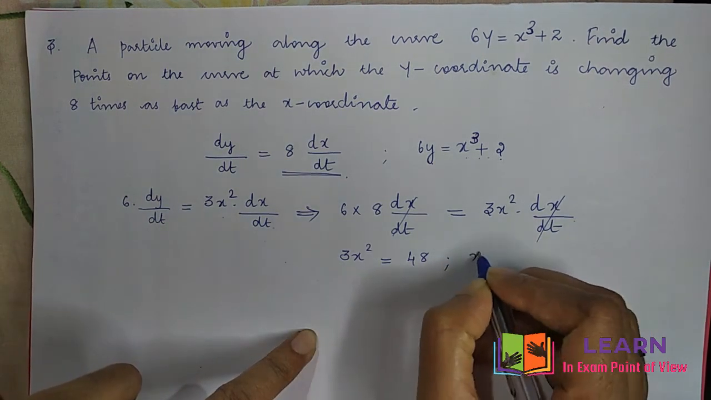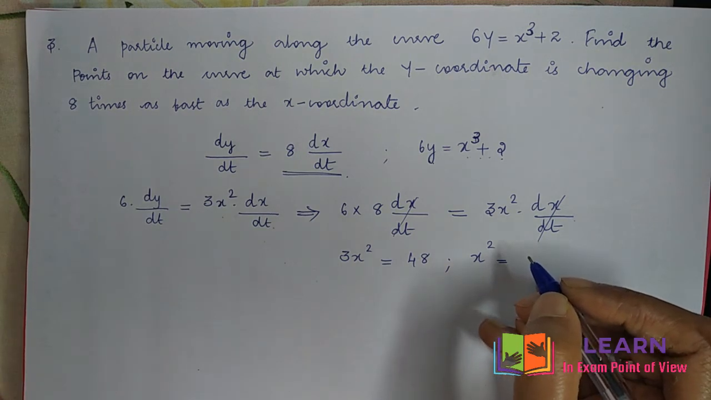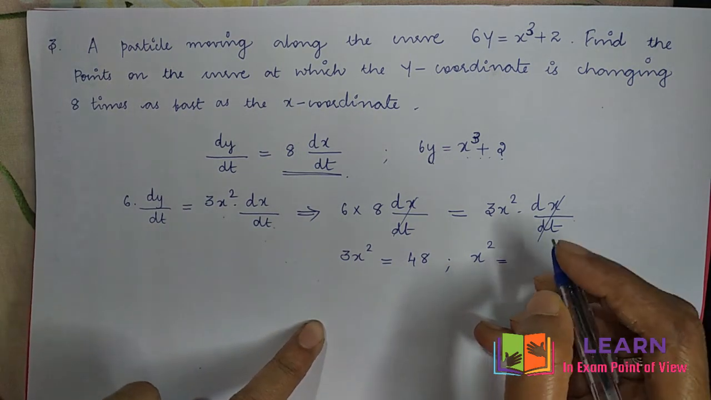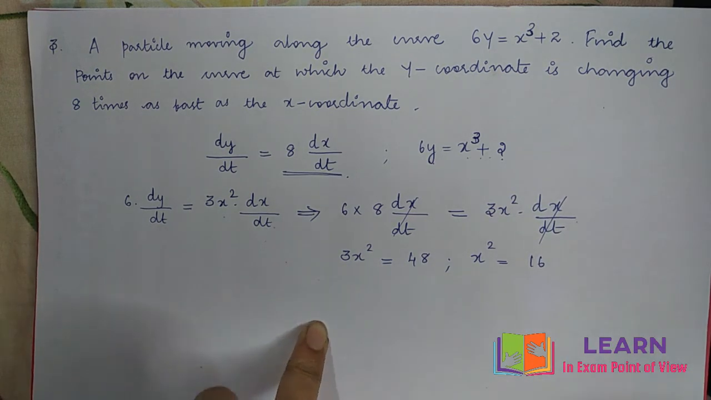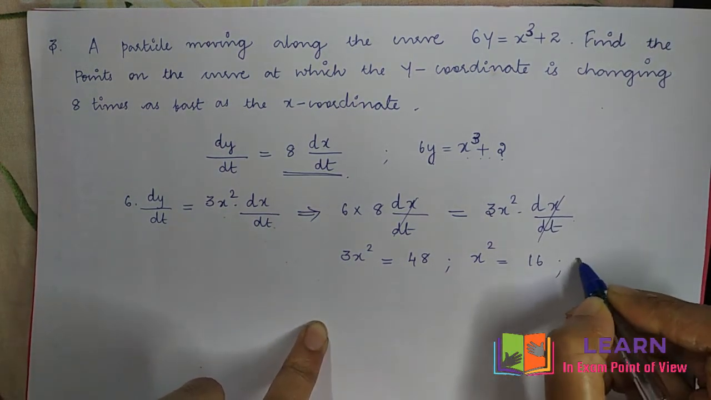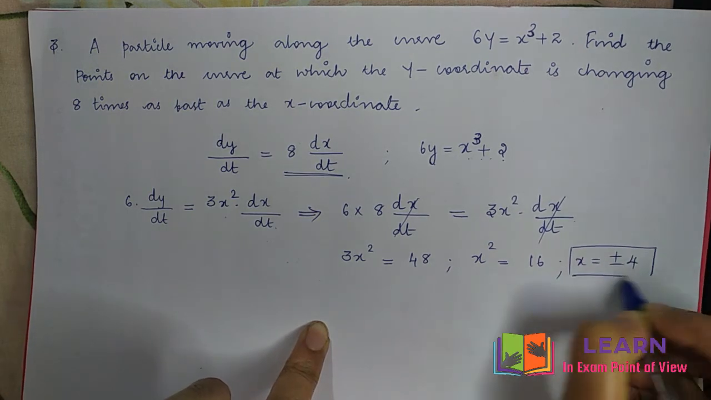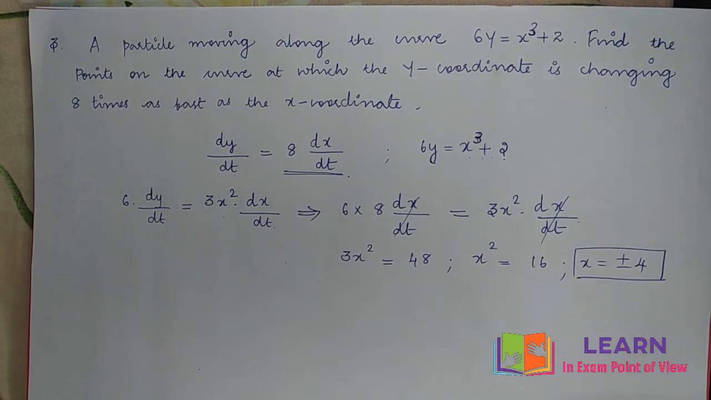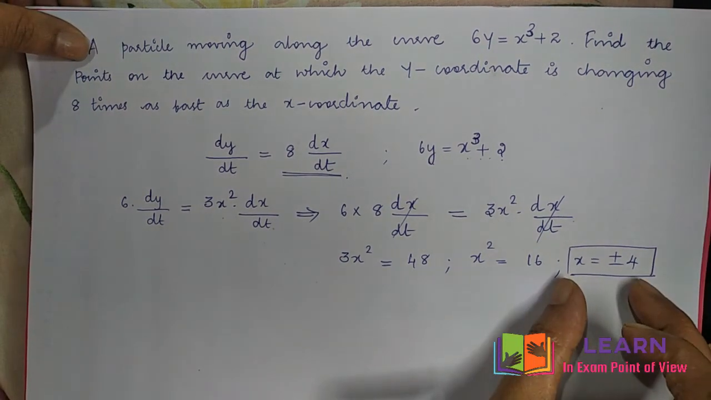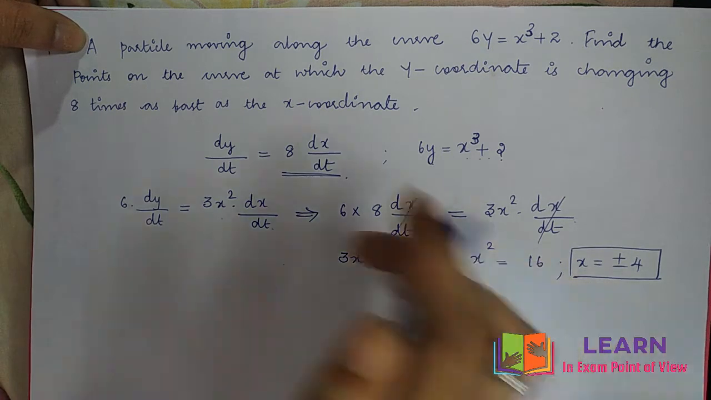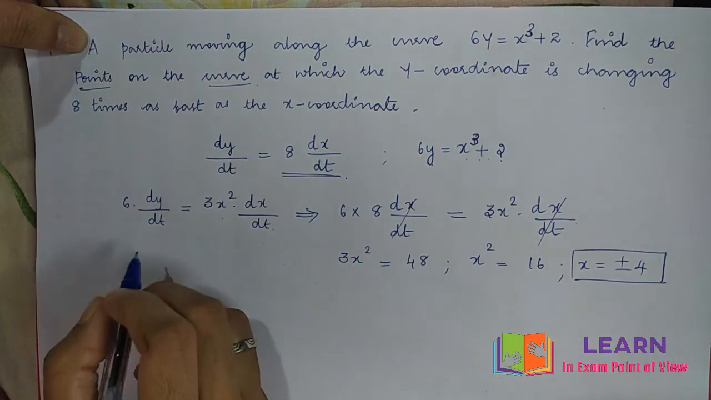So x square is 48 by 3, that is 16. Now x is plus or minus 4. We got the x value as plus or minus 4. On this x value we need to find the points on the curve.